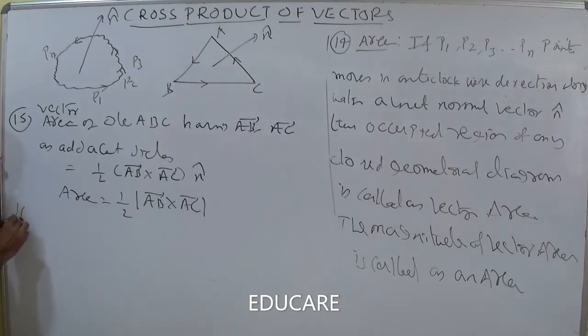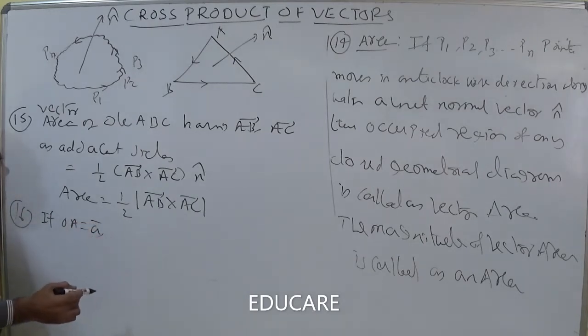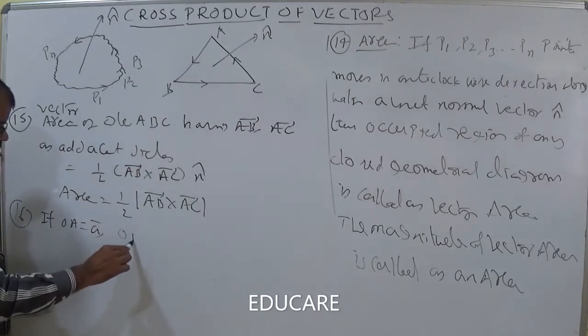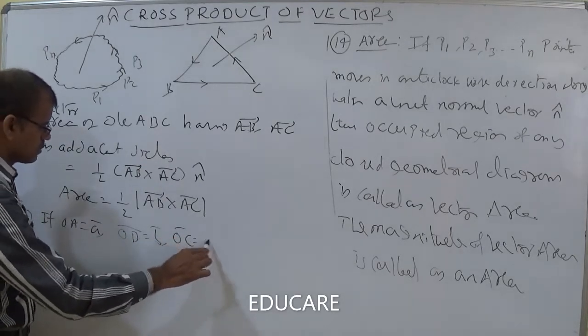Next, the 16th one: the position vector concept. If vertices or position vectors are given, you should consider OA equal to A bar, OB equal to B bar, and OC equal to C bar.